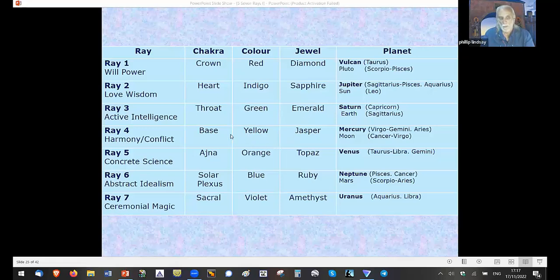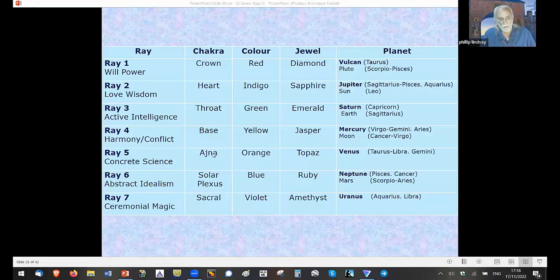Ray 4, we have, well, one assignation is the base chakra, but in my book I talk about how it relates also to the Ajna center. Yellow, bright yellow, is the classic color for the fourth ray. Jasper, the gem. Mercury, the esoteric ruler, and the moon, of course. I'm not going to go through all the astrology signs here. It'll just be information overload.